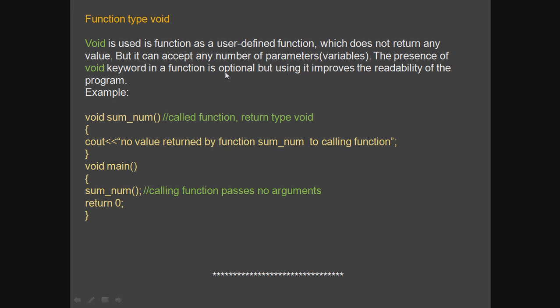So it can accept any number of parameters, like here, within this. So this is the user defined function. The return type is void. That means this function does not return any value to the calling function. But it can accept any number of parameters. So within this parenthesis, you can declare as many parameters as you want.